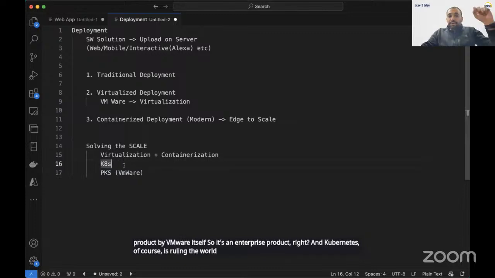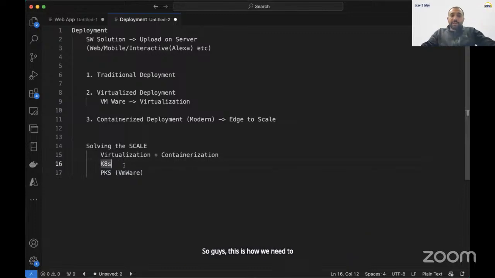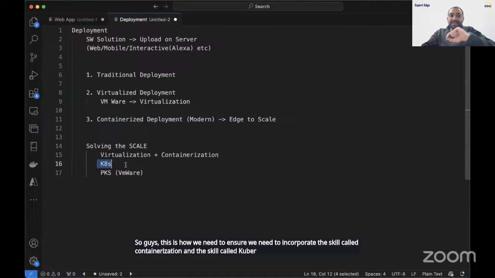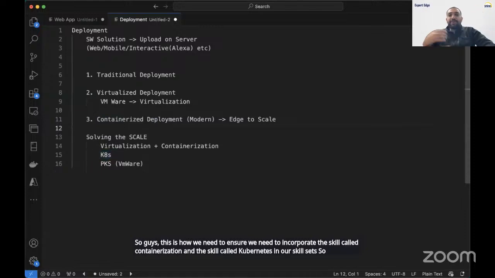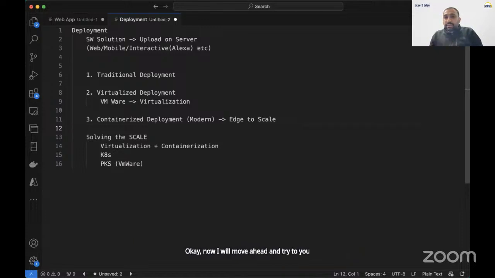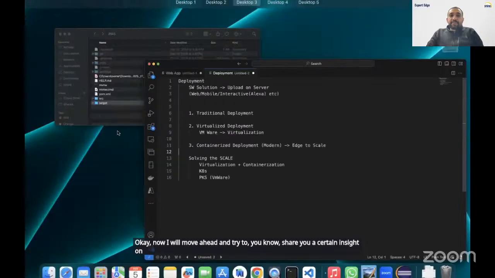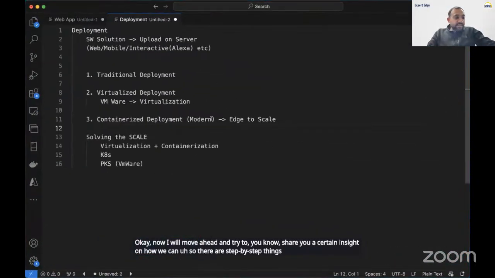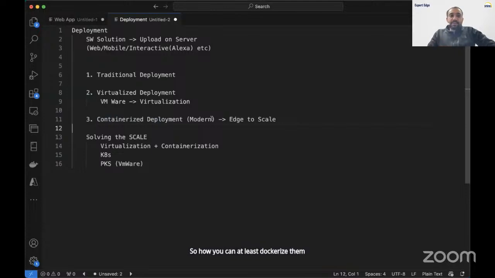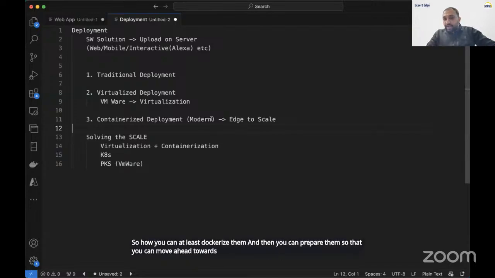So guys, this is how we need to incorporate the skill called containerization and the skill called Kubernetes in our skill sets so that we can have our resumes presented in a better way. Okay, now I will move ahead and share a certain insight. There are step-by-step things, but in this amount of time, what I will show you is that there is a front end and a back end, right? So how you can at least Dockerize them, and then prepare them so that you can move ahead towards deployment on the Kubernetes architecture.